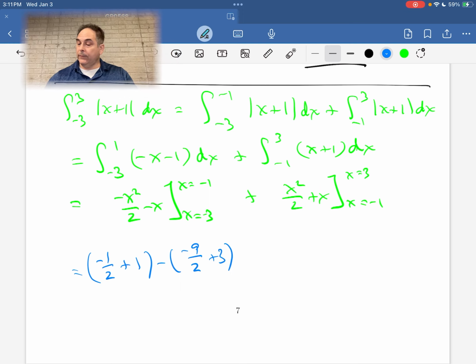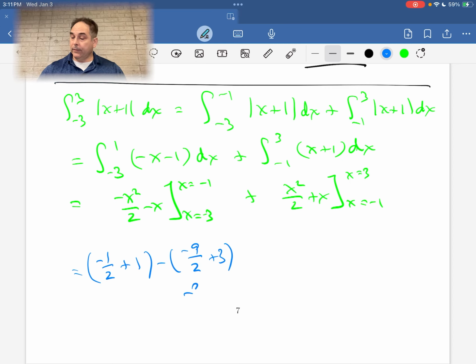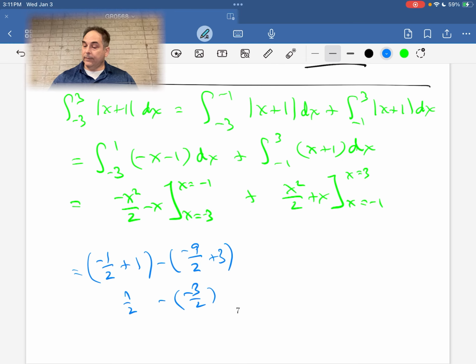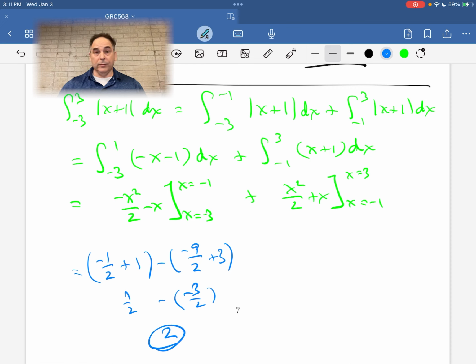That's the first integral, and if we work this out, let's see. -9/2 plus 3 is -3/2, and the other is 1/2. So that's 1/2 minus (-3/2), which is 2, which is the area we got from the triangle before, which is nice.